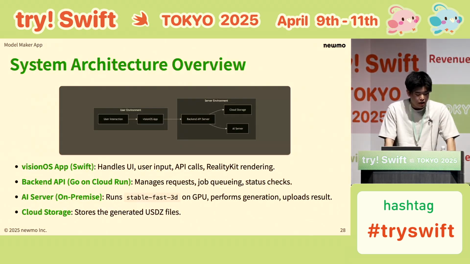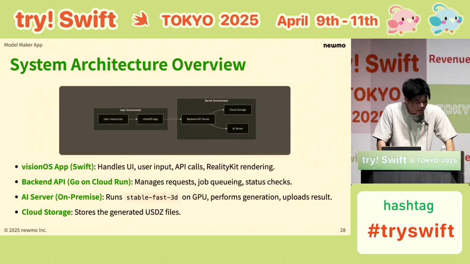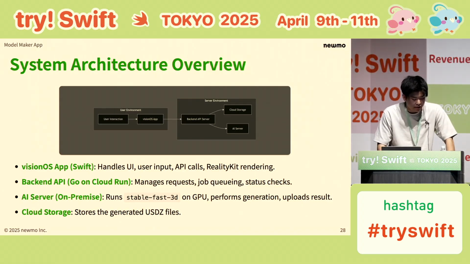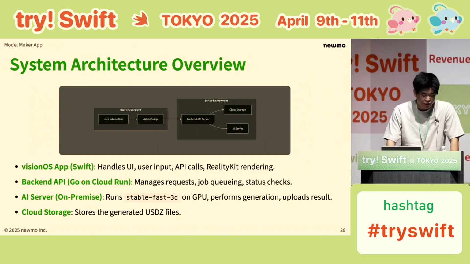Let's look at how the Model Maker app works. The visionOS app talks to the main server. This server manages requests and talks to a powerful AI server that actually creates the 3D model using AI. The finished model file is saved to cloud storage at Google Cloud, and the main server tells the app where to find it.